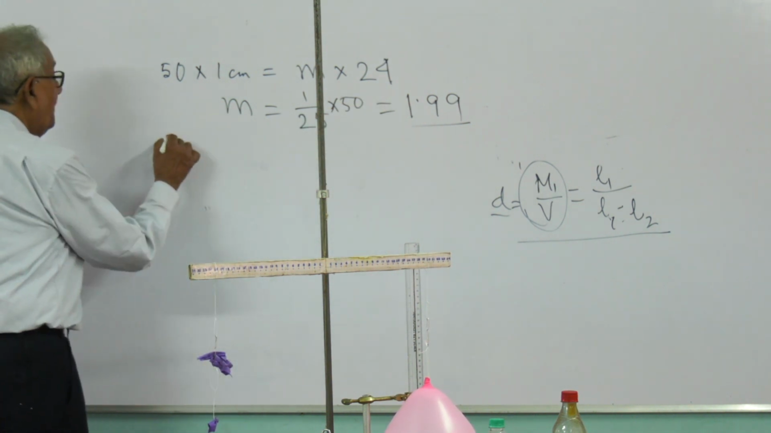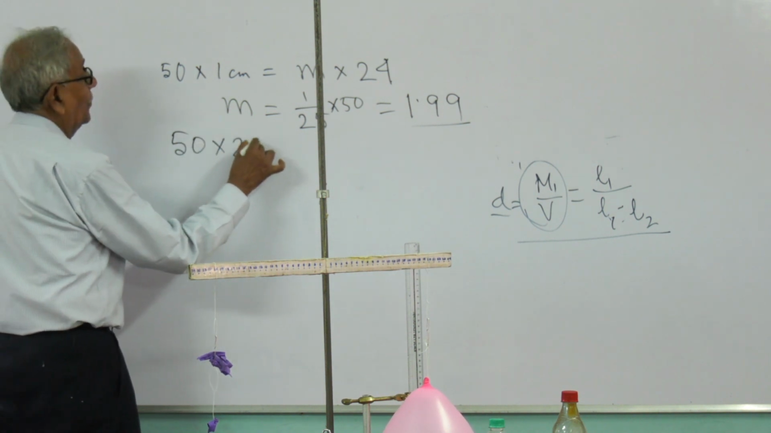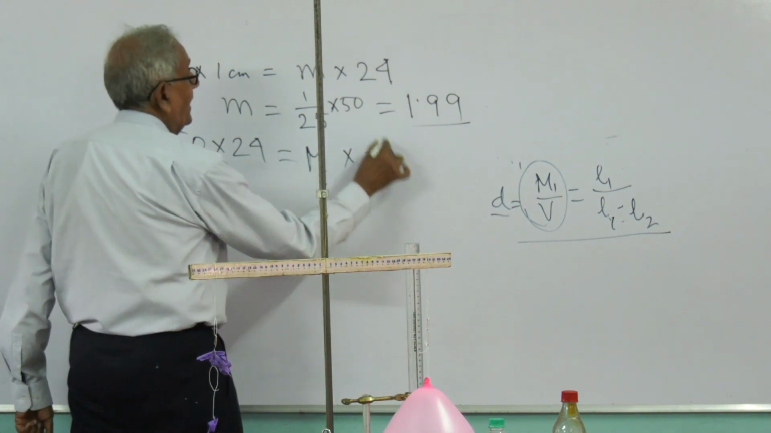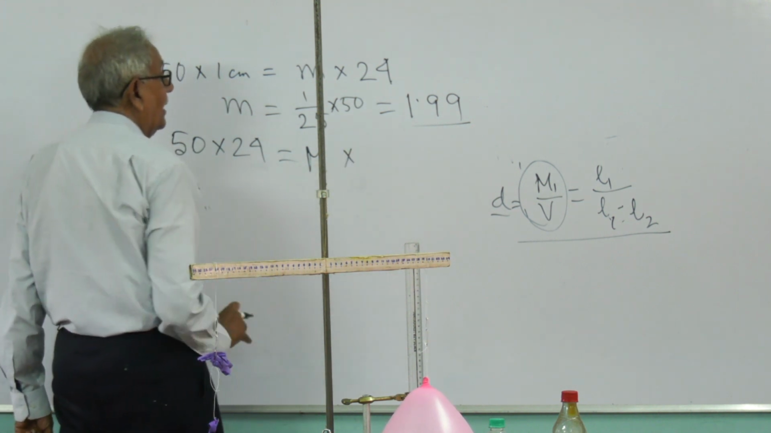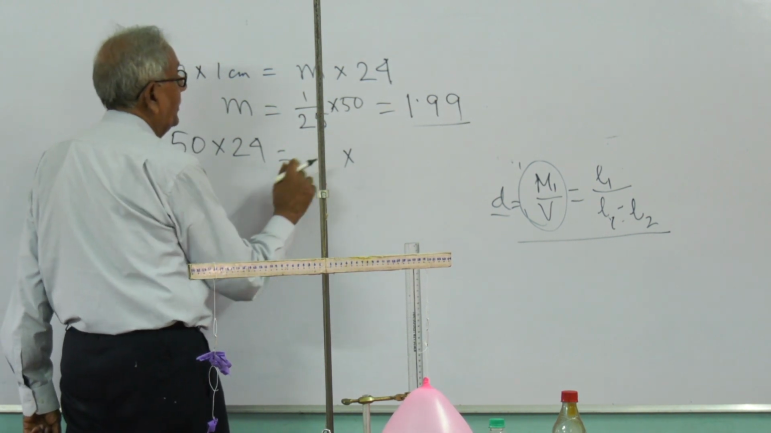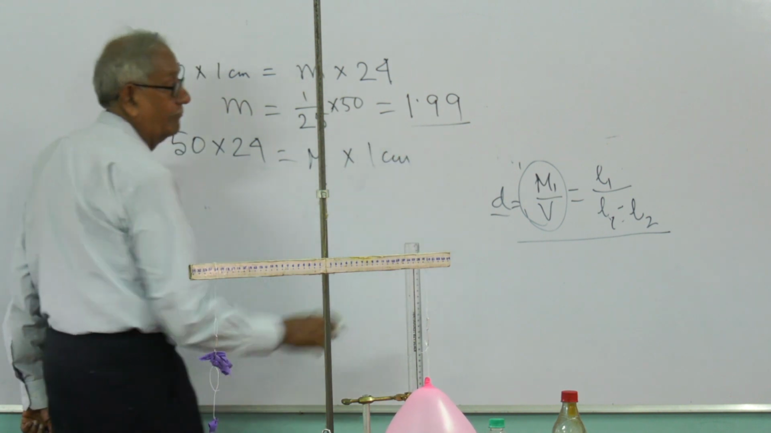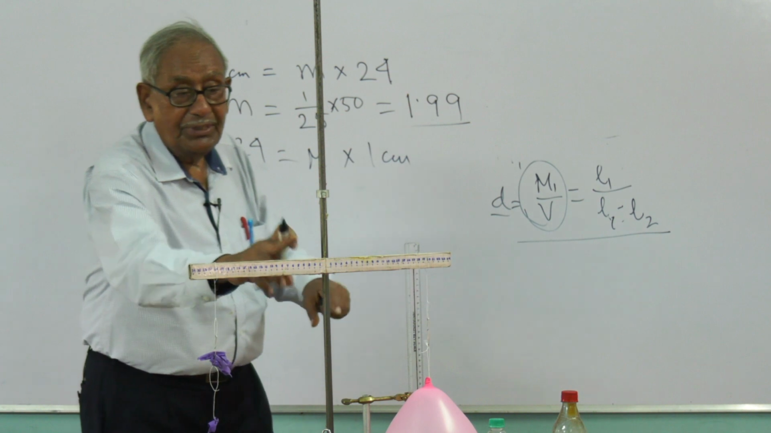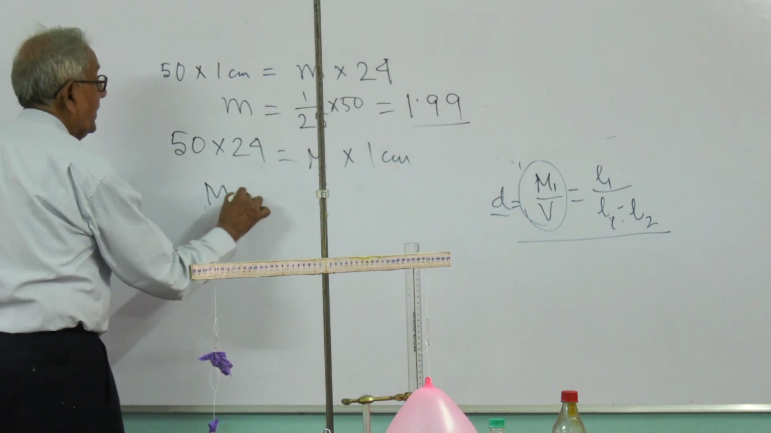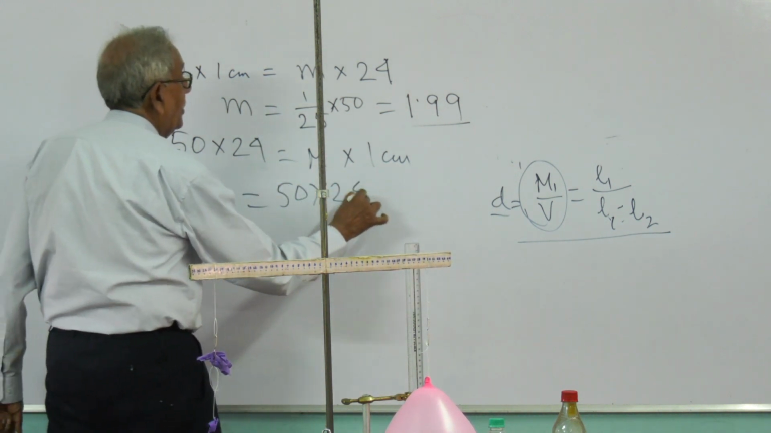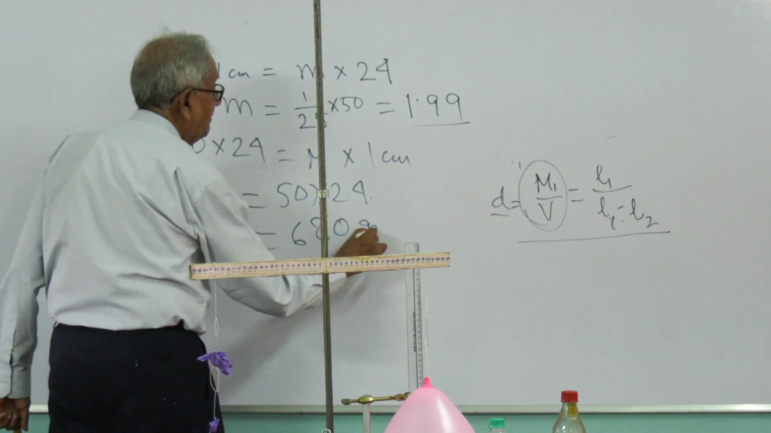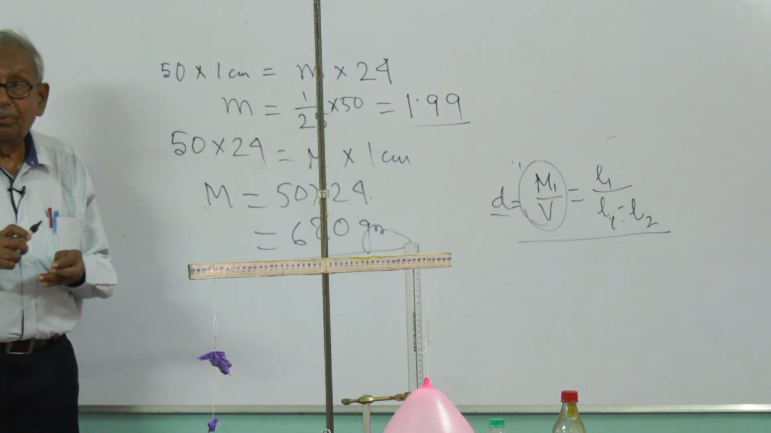Now the 50 gram is placed at 24 on this side, and we place an unknown mass M at 1 centimeter. Reverse. It was at 1 centimeter, it was at 24, now it is taken at 1 centimeter, it is at 24. Then what will be M? M is equal to 50 into 24, that means it is 1200 gram. Then what is the range of measurement you can do?